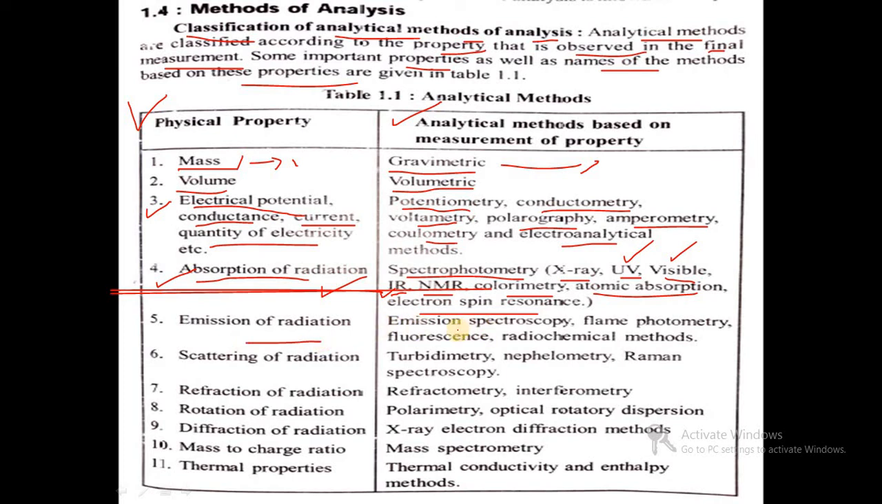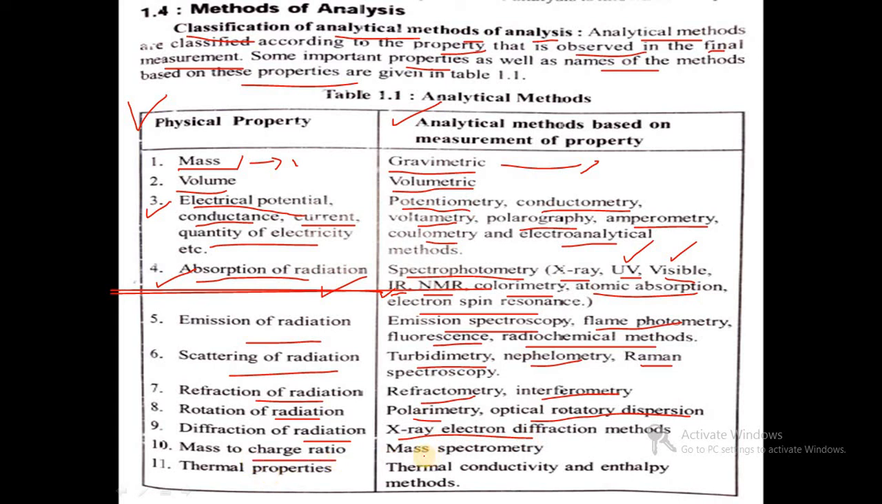Then emission of radiation, in which emission spectroscopy, flame photometry, fluorescence, and radiochemical methods will be used. Then scattering of radiation. The related analytical techniques are turbidimetry, nephelometry and Raman spectrometry. Then refraction of radiation, refractometry. Such experiments are also available in BSc second year and third year. Interferometry, then rotation of radiation, polarimetry. Such experiments are also available in BSc second year. Then optical rotatory dispersion, then diffraction of radiation, for which the instruments are X-ray and electron diffraction methods.